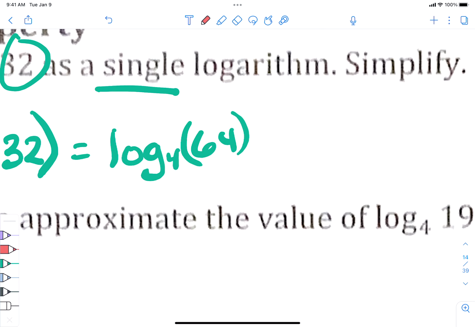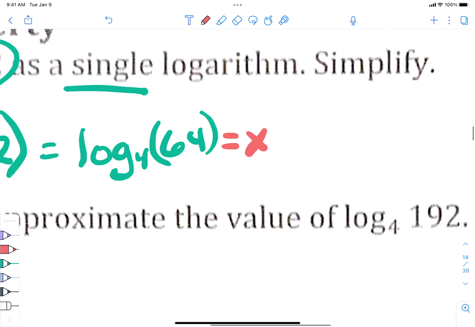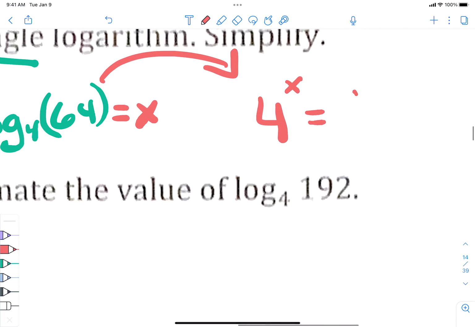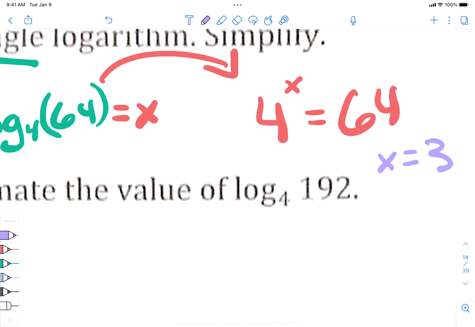64 power? What? It'd be 4. So x equals... we're going to do the same thing as what we did in the last section, right? In section 6.4, we set it equal to x, did we not? Okay, then we switch it around. So this becomes 4 to the x power equals 64, and then we solve for x. How many times do you have to take 4 times itself to get 64? 3, right? 4 times 4 times 4 is 64, exactly. So x would equal 3, and now we're done, right?